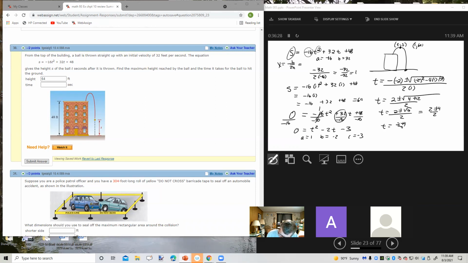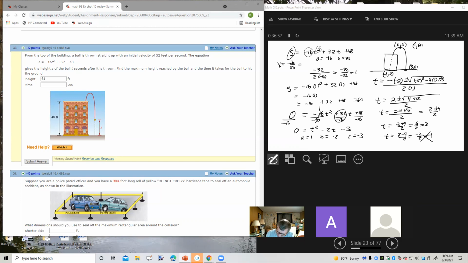2 plus 4 over 2 is 6 over 2 is 3. T equals 2 minus 4 over 2 is negative 2 over 2, which is negative 1. So here it reaches the ground 3 seconds later. If we were to extend this graph over here, we'd have negative 1 for the time, but we can't have a negative time. And in fact, the problem starts right there. So this one doesn't work.